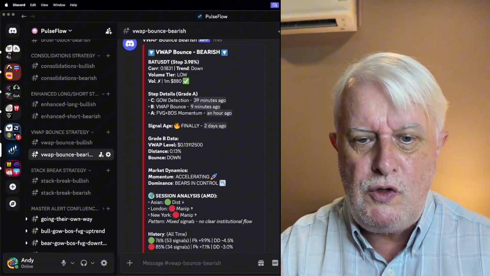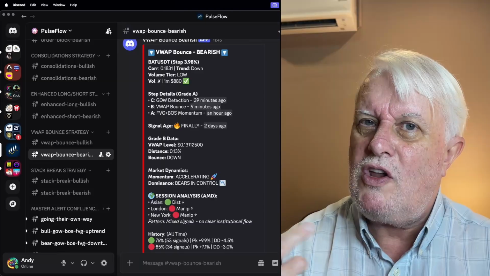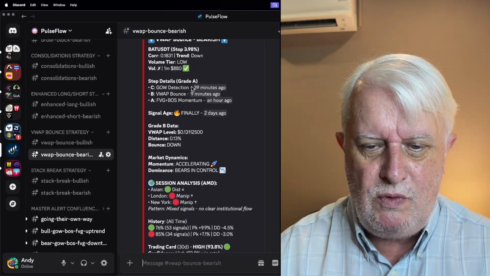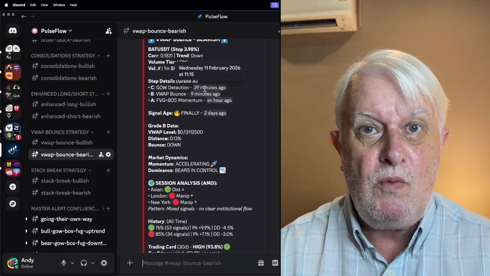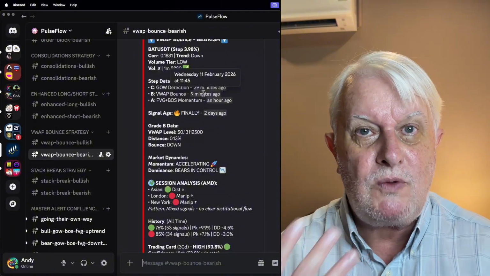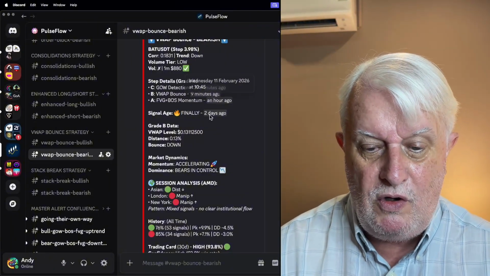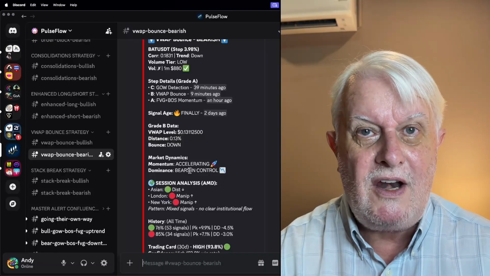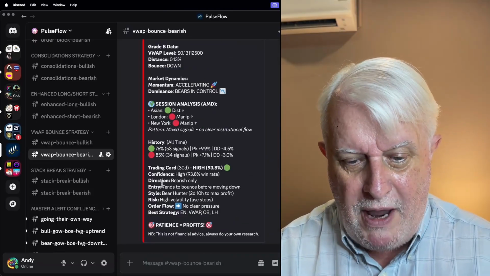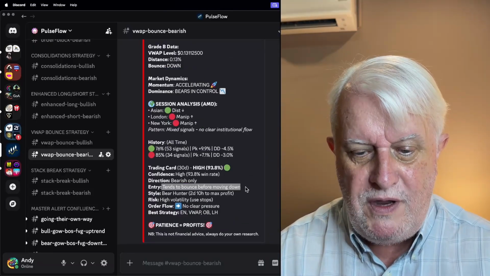It's a low volume tier, gets about $880 a minute on Binance. It's reasonably fresh, it's going its own way, only 39 minutes. The VWAP bounce was 9 minutes ago, and the fair value gap with the breaker structure was only an hour ago. Bears are in control and it's accelerating. That's very good. Tends to bounce though before moving down.